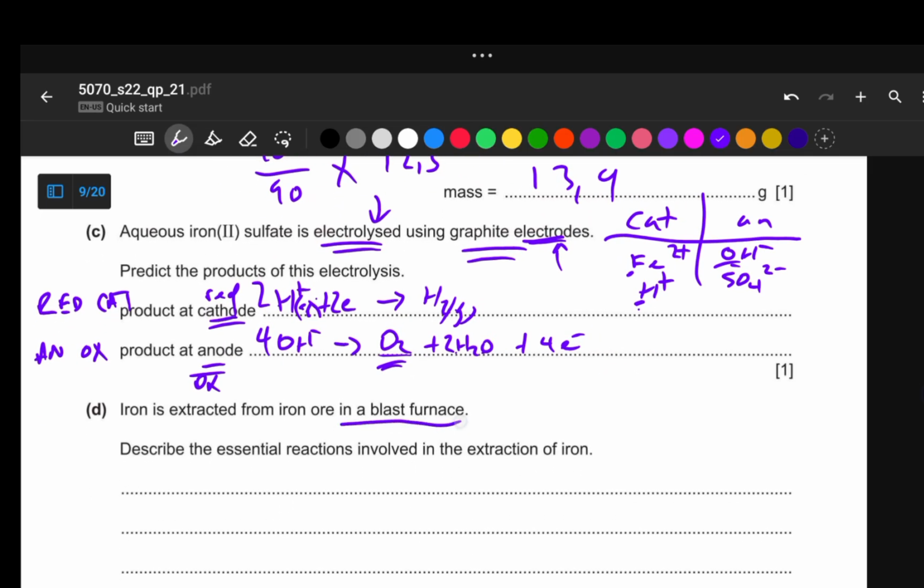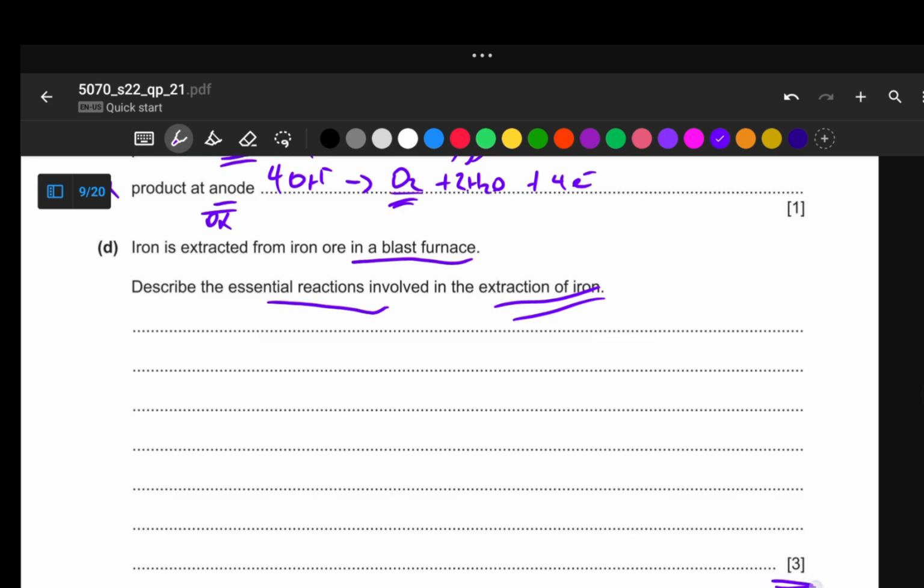And then we go on to the next part, which says iron is extracted from the iron ore in the blast furnace. Describe the essential reactions involved in the extraction of iron. This is awarded 3 marks.